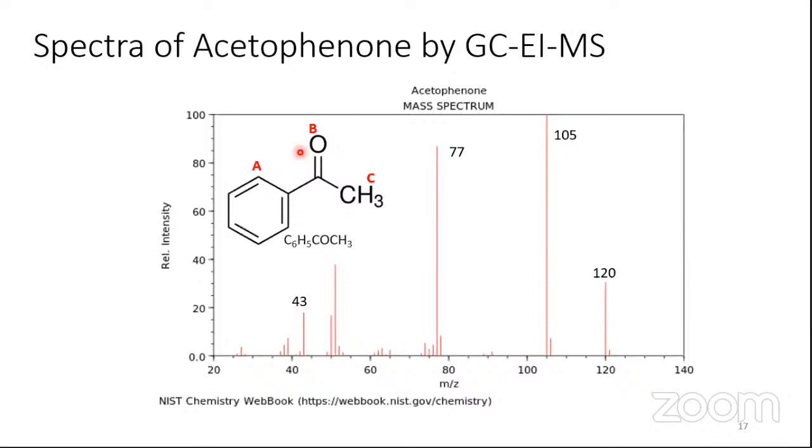Like that we get the information about this molecule, and when we have the library of this particular GCMS, we get the structure and we know the formula. It is nothing but acetophenone.